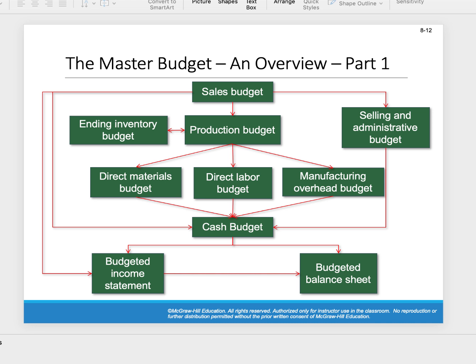The key to recognize is that we cannot do the cash budget until the sales budget has been completed, the selling and administrative budget has been completed, the production budget has been completed, and the DM, the DL, and the MOH budgets have been completed. Okay, because we're buying direct materials, right? That has a cash component. We got to pay for these somehow.